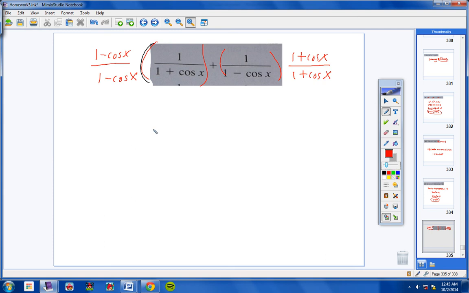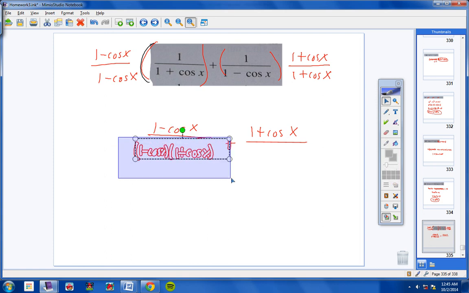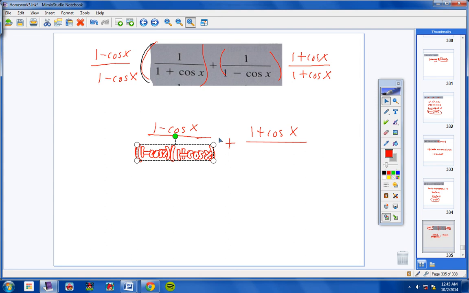And here we go. My common denominator would be, let's see, I'd have 1 minus cosine x times 1 is 1 minus cosine x all over 1 minus cosine x, 1 plus cosine x, and then plus, and then 1 times this would give me 1 plus cosine x all over the same denominator. Now, okay, I did all of that.